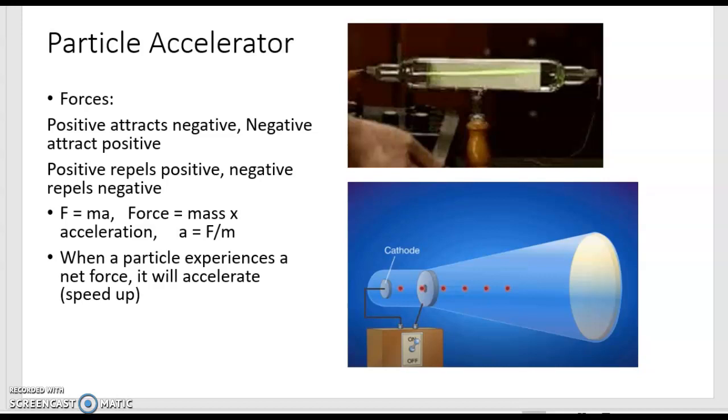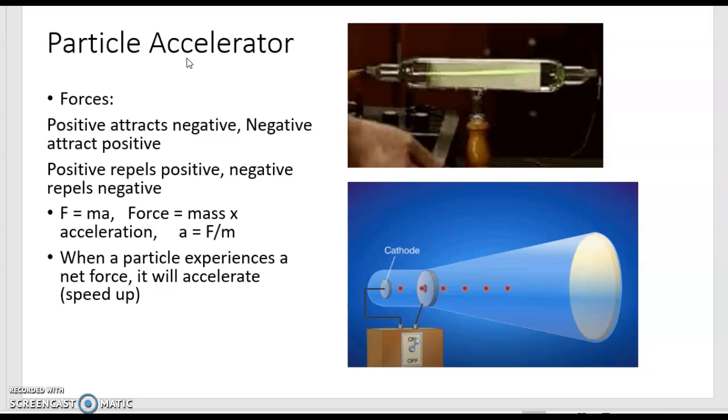Well, one way to do that is to smash things together and see what comes out. But in order to smash things together, you have to get them up to fairly high speeds. So today I want to talk about particle accelerators, and then that will lead into further discussions of the atom. Okay? So a particle accelerator is just something that speeds up a particle, accelerates it. You remember acceleration is the change in speed over time.